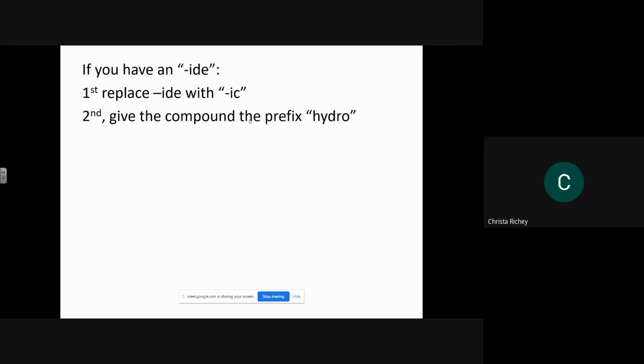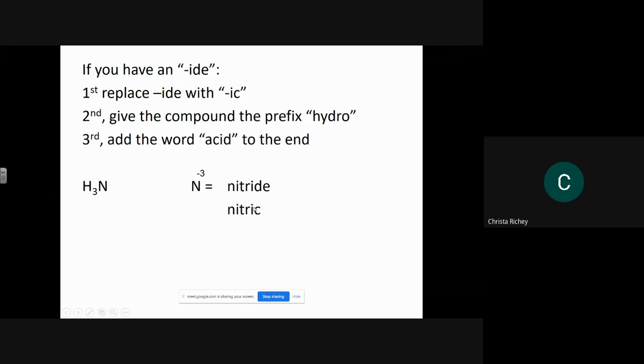So if you have an ide, no oxygen, replace it with ic. It's at the end. And then you're going to put the prefix hydro in front of your root word. Your root word is your non-hydrogen thing. And then you can't forget to put the word acid. Okay, so in this case, and I'm going to walk through this as slowly as possible, it's named from the nitride ion. Ide is going to become ic, okay? And it does carry a -3 charge.